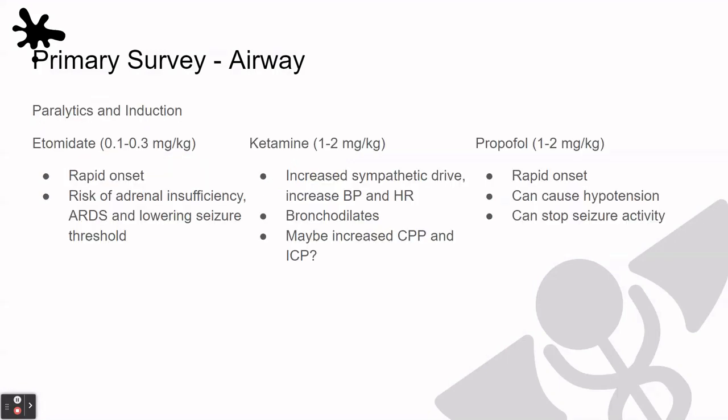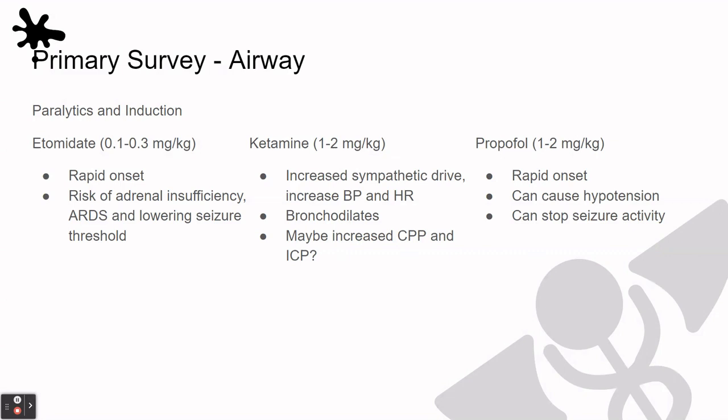All right, paralytics and induction. These are the 3 big ones for your induction. Etomidate, in my experience, is the one that's the most go-to. 0.1 to 0.3 mg per kg. It's got a rapid onset. It does carry a risk of adrenal insufficiency, ARDS, and it lowers the seizure threshold. So consider that, right? Seems like most people pull for etomidate.